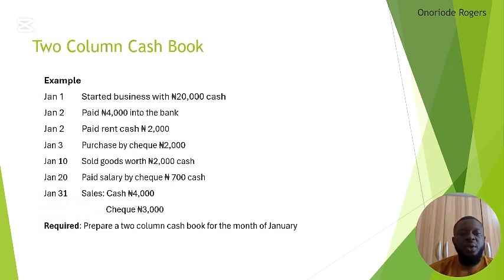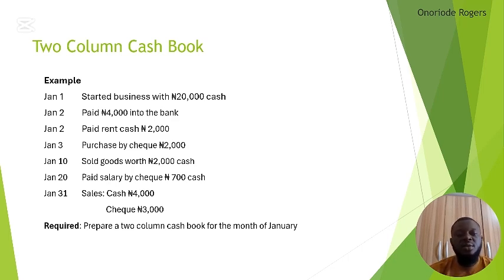So now we're going to look at this question on the 2 column cash book. The example: business started with 20,000 naira cash. Then January 2nd, paid 4,000 naira into the bank. Then January 2nd, paid rent in cash, 2,000 naira. Then on the 3rd, purchased by check, 2,000 naira. Purchased by check is a bank transaction, because that is where you use a check.